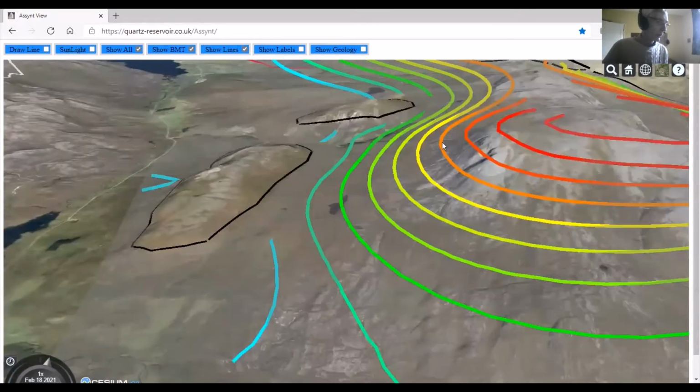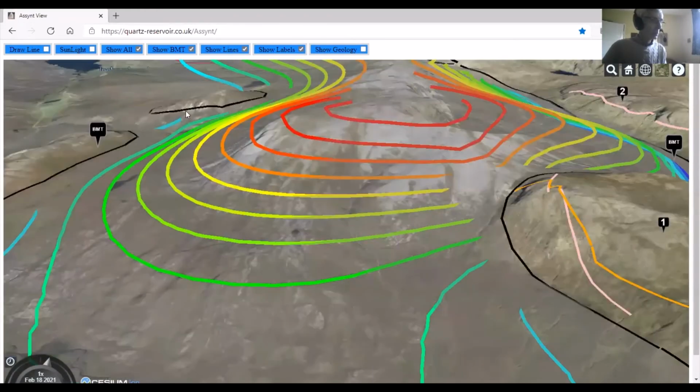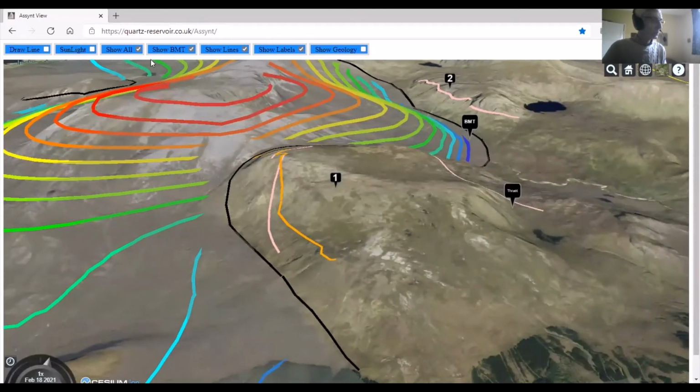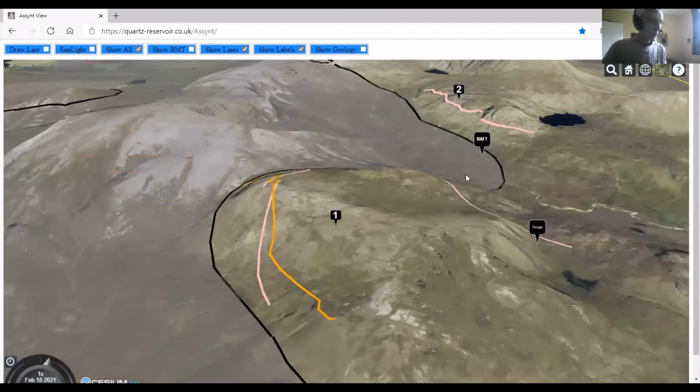This is a very well-known feature called a klippe, where we have again older rocks on top of younger rocks, and it's gone over the quartzite and actually starts to rest on the limestone of the foreland here. Just put some labels on. That's the Benmore thrust. Benmore thrust over here.